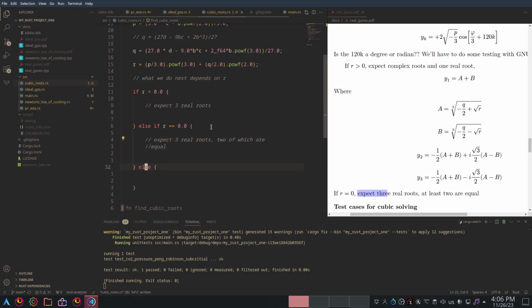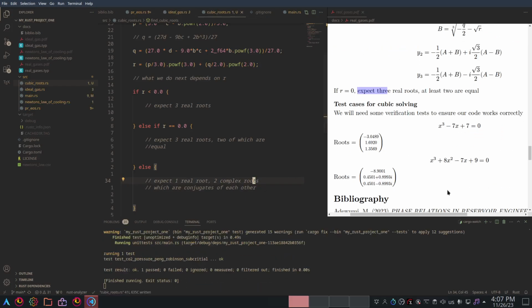Okay, and what's the last one? Expect 1 real root, 2 complex roots, which are conjugates of each other. And that's good. That's what we should expect.